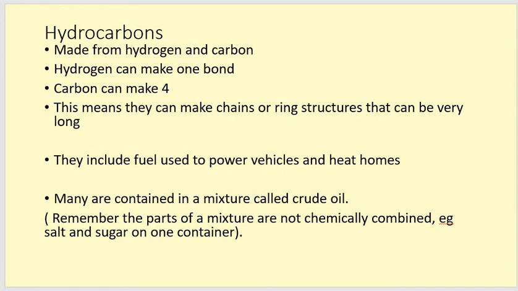And some of these structures can be really, really long, and that will affect the properties. They include the fuel that you use to power vehicles, that's petrol and diesel, and also oil that can be used to heat your home. Some of you probably have heating oil or know people that have heating oil rather than having gas or electricity. Many of these chemicals are contained in a mixture that's called crude oil, and that means crude in the meaning that it is untreated, it is a raw ingredient.